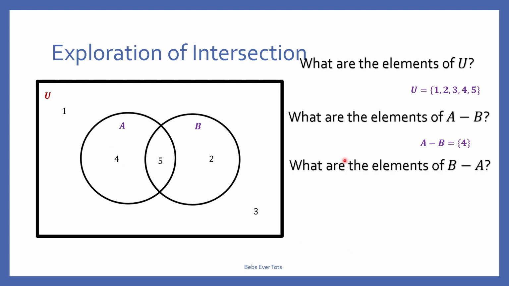Next, what are the elements of B minus A? Once again, you look at your B and then remove what is common between A and B, so that the remaining on set B alone is 2. So therefore, B minus A is 2.